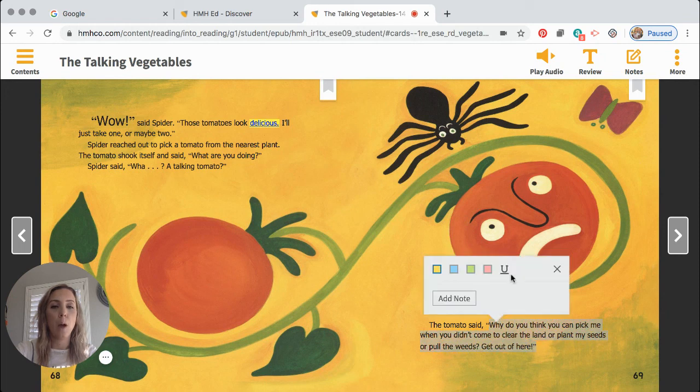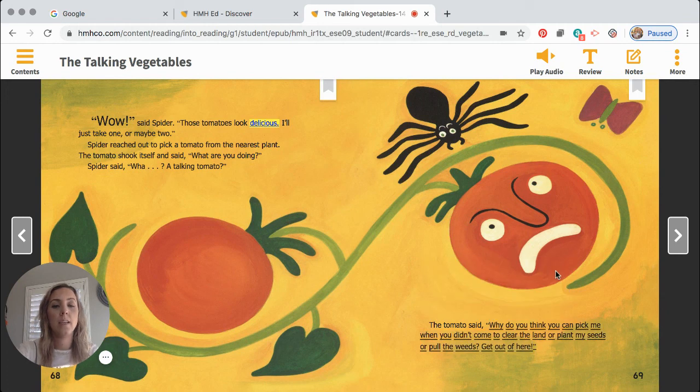You need to think about why he might have said that. Why doesn't Tomato want Spider to pick him? Yeah, because he didn't help his neighbors, right? He didn't help his neighbors clear the land or plant the seeds. Let's keep reading. We're going to be reading about how the other vegetables respond to Spider as Spider continues to try to pick them for himself.